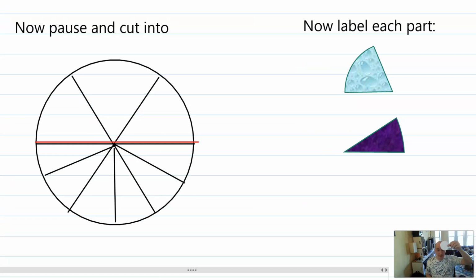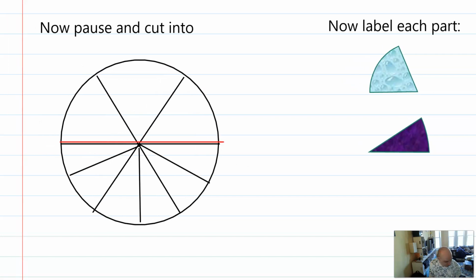I want you to take the other circle, and you're going to cut it in a more difficult way. You're going to cut it in half first. Cut the bottom into sixths and the top into thirds. Pause now and do this. Hopefully you have your pieces cut. I have mine. Thirds are harder to cut than halves, so that's a little bit of a challenge.